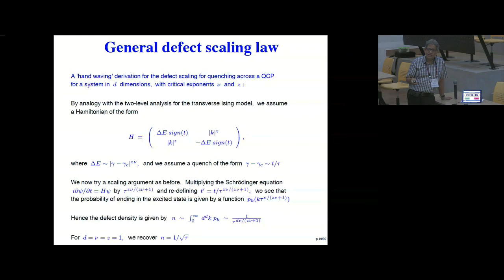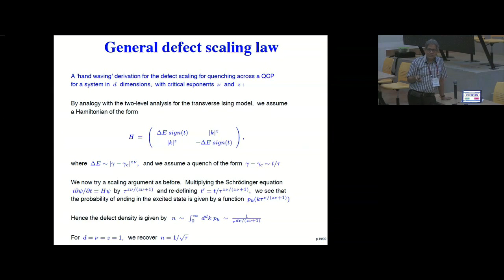And delta E goes as gamma minus gamma c to the power z nu. This we have seen; this is what happens near a quantum critical point. And we are quenching gamma so that gamma minus gamma c is t by tau. So that's what sits on the diagonal entries. The off-diagonal entries are k to the power z. That also we have seen earlier.